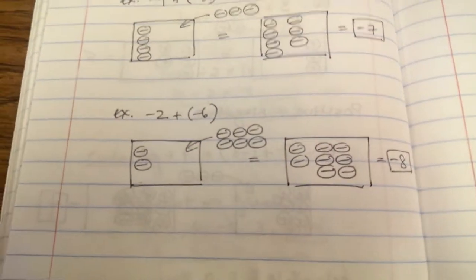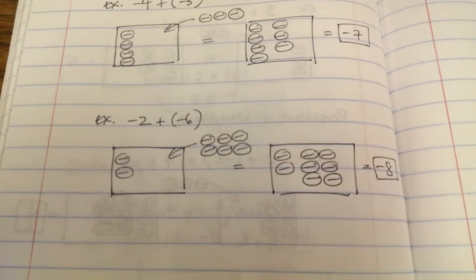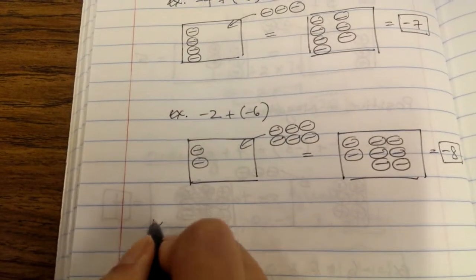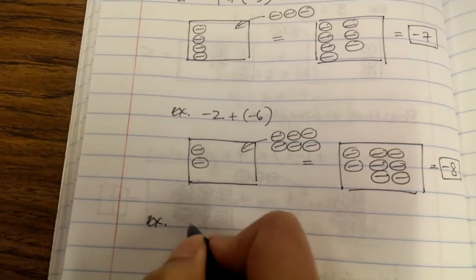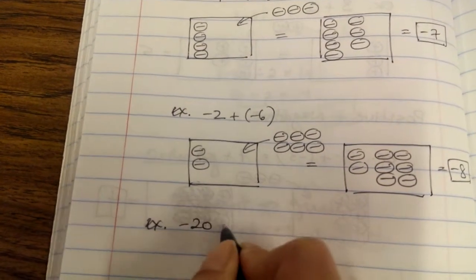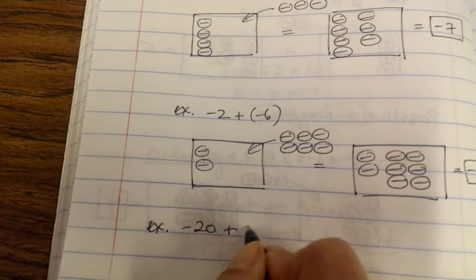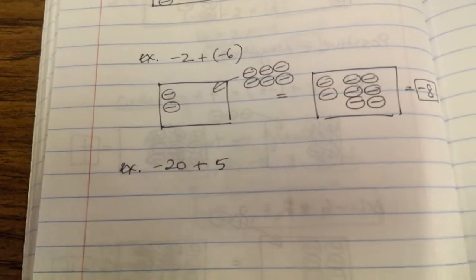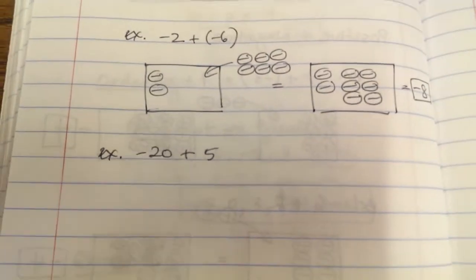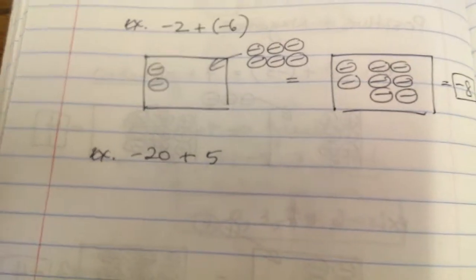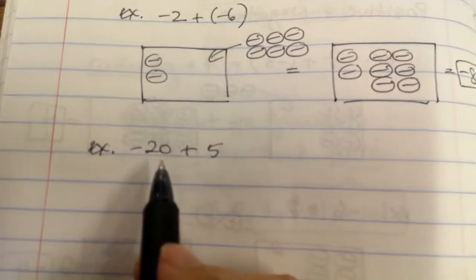Okay. Now, we can't always draw pictures. So if I gave you something a little larger, you're not going to want to draw all the circles. Let's say I gave you negative 20, and then we're going to add in 5 to that. You're not going to want to draw in 20 negatives into your box, okay? So this is when you start picturing it in your head. In my box, I have 20 negatives.